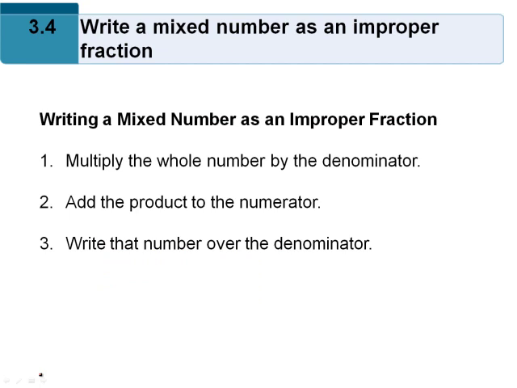Okay, so now we're going to look at how to change a mixed number to an improper fraction without having a picture to go from. Strictly just using the rules for fractions here. So the first thing you do is you multiply the whole number by the denominator and then add that product to the numerator and write that over the original denominator. So I'll show you, it's just kind of a circular process there.